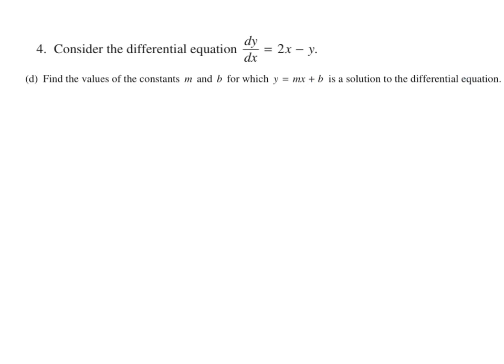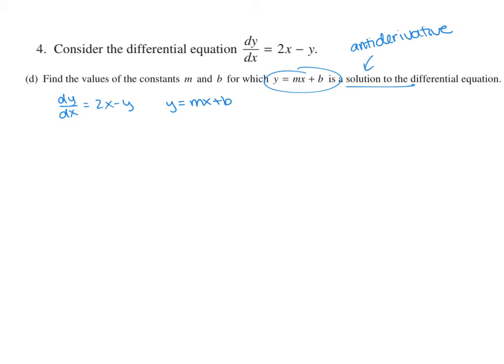Part D of this question definitely requires some creativity, because we have dy/dx is 2x minus y, and we're told y equals mx plus b is a solution. What the solution means is the antiderivative. So we're told that this is the antiderivative, but we're looking for the values of m and b.